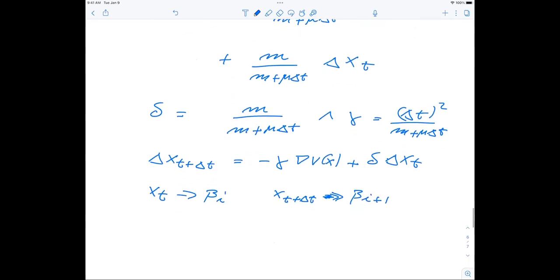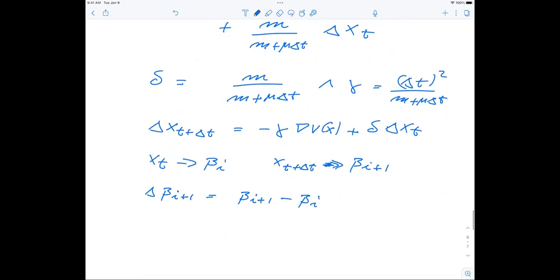So then what you see is that you could rethink this equation as a delta beta of i plus 1, which is equal to beta of i plus 1 minus beta of i. And then I know that my beta of i plus 1 is equal to beta of i minus a parameter gamma, multiplied with a gradient. Let's just write the gradient here, the gradient calculated at beta of i. And then I can rewrite this in terms of a parameter, which I'm just going to call delta, times beta of i minus beta of i minus 1.